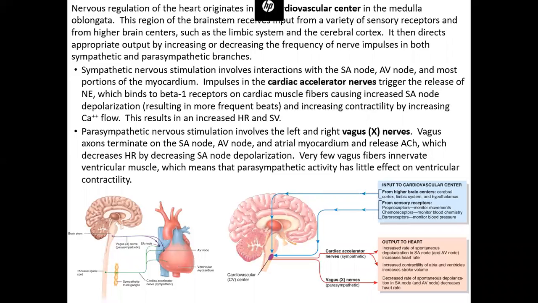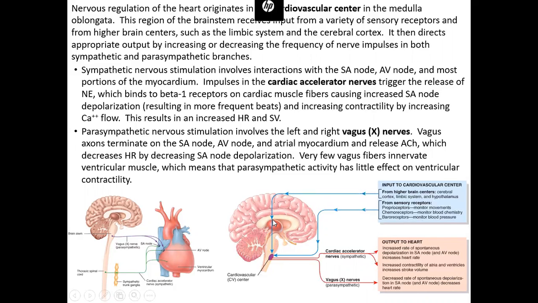This region of our brainstem receives input from a variety of sensory receptors, which we'll get into just a little bit. Not so much in this lecture, but more so in the next lecture. But we have sensory receptors in our muscles that monitor movements. We also have them in our joints and tendons that are sending signals up into our brain. We've got chemoreceptors monitoring the blood chemistry of things like oxygen, hydrogen ions, carbon dioxide, and baroreceptors, which are receptors that monitor the pressure of our blood vessels, so what we would call blood pressure. Those send signals into our cardiovascular center.